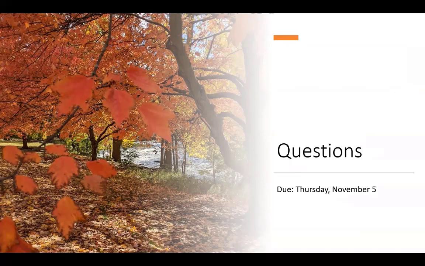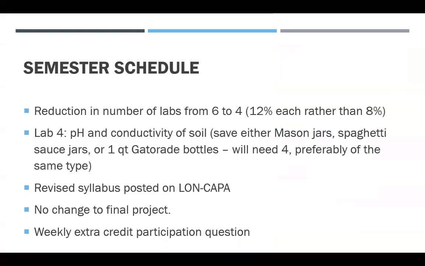So the lab is due in a week. If that becomes a problem, we'll deal with it, but hopefully we can get this done in a week. And just to put up the rest of the semester schedule, as I mentioned, I reduced the number of labs from 6 to 4. This I'm counting as an assignment. Lab 4 will be pH and conductivity of soil. And as I mentioned, you're going to want to save either mason jars, spaghetti sauce jars, or 1 quart Gatorade bottles. You'll need 4 of these to determine the soil type.